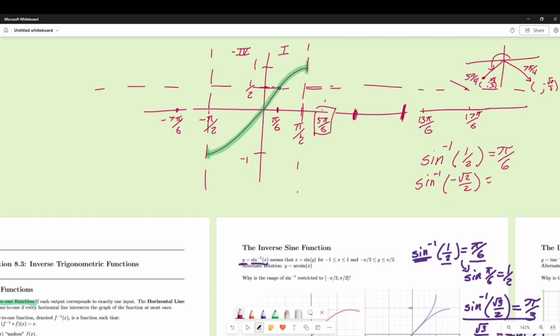It's got to be between negative pi over 2 and pi over 2. So it can be in quadrant 4. Technically, it can be in quadrant 1 or in quadrant 4, but because it's negative, we know it has to be in quadrant 4. It has to be this little negative pi over 4 angle over here at negative pi over 4 to get that negative square root of 2 over 2 value to pop out. So we have to be very careful about this.